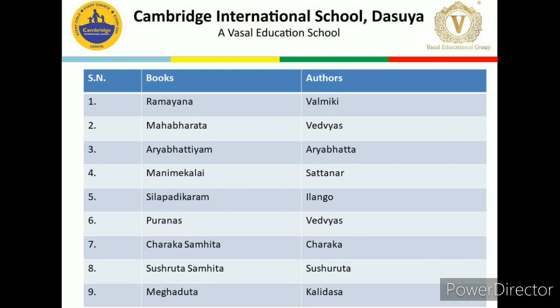Next is Aryabhatiam. As we have discussed Aryabhatta, he wrote this book Aryabhatiam in Sanskrit. Next we have Manimekalai. Manimekalai is a Tamil epic, written by Sattanar. In Manimekalai, we find the story of the daughter of Kovalan and Madhavi.